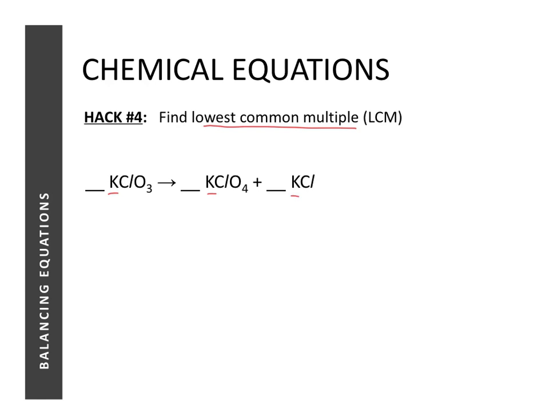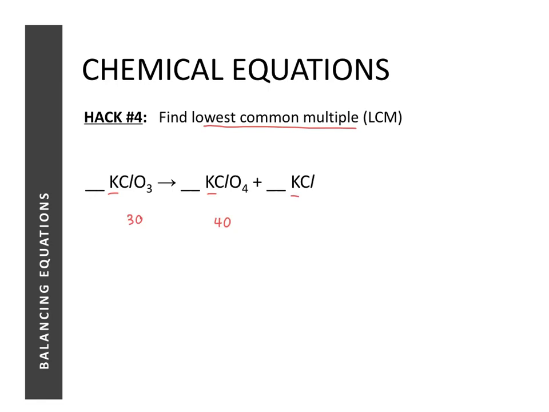Alright, so when you encounter something like this, we have to go back to the start. The element that we were stuck with was that of oxygen, so we will try to balance oxygen first. There are 3 oxygens on the left and there are 4 oxygens on the right. So the trick here is to find the lowest common multiple for oxygen, and the lowest common multiple is 12.